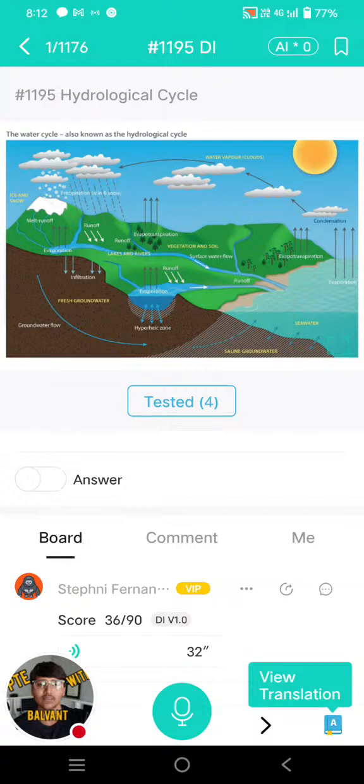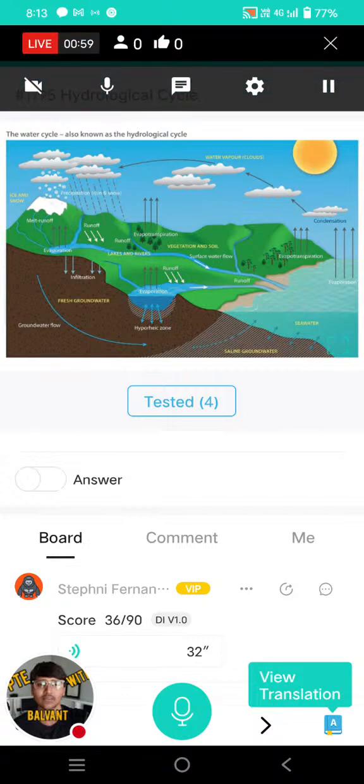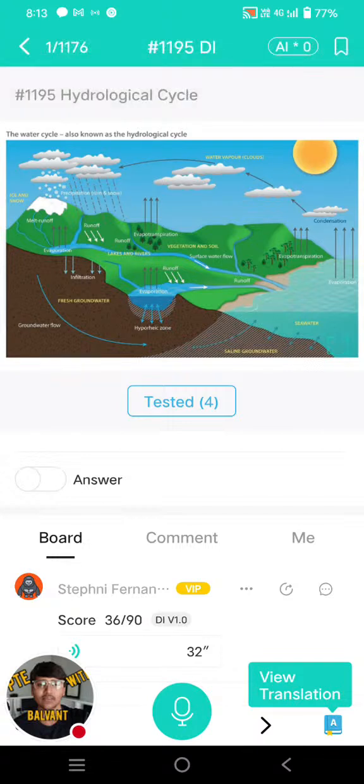The main topic of this image will be the water cycle, and somehow we have to describe this image as part of our question, PTE related, right? So the hydrological cycle will be the main topic of this image.